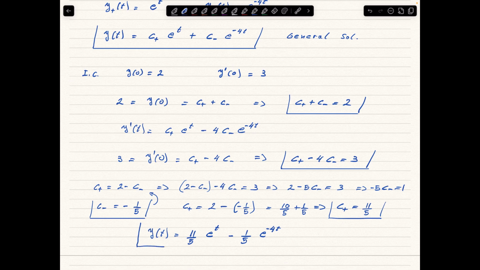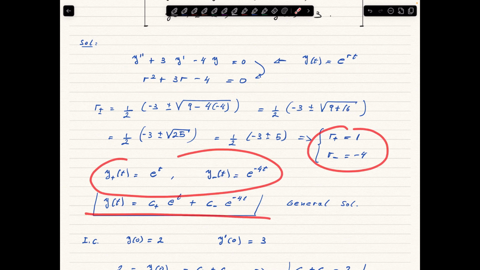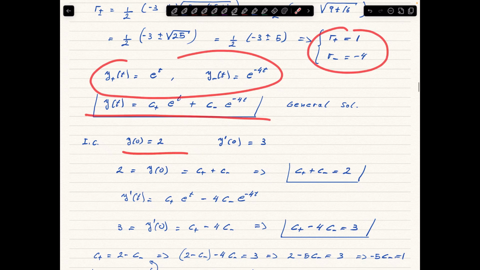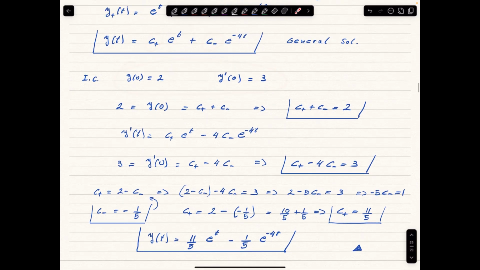And that should be the solution of our initial value problem. And this is how you solve this problem using the previous theorem. Just find the roots: plug in an exponential, get the characteristic equation, find the roots, then you have your two fundamental solutions, that means all the solutions, and then impose the initial conditions to get the constants. The initial conditions fix the constants like we did in this problem.